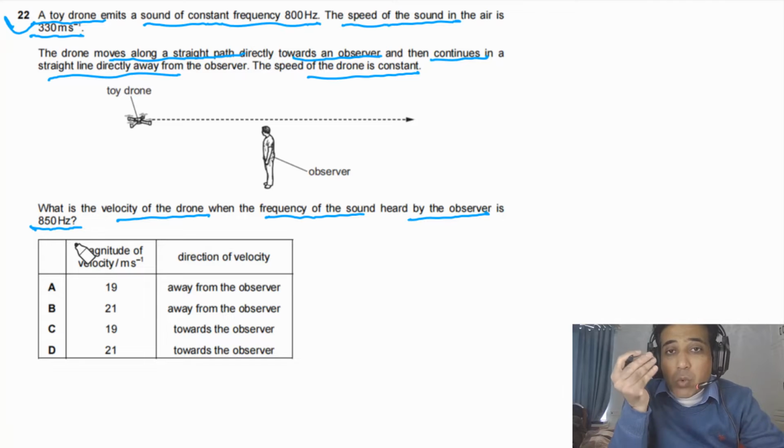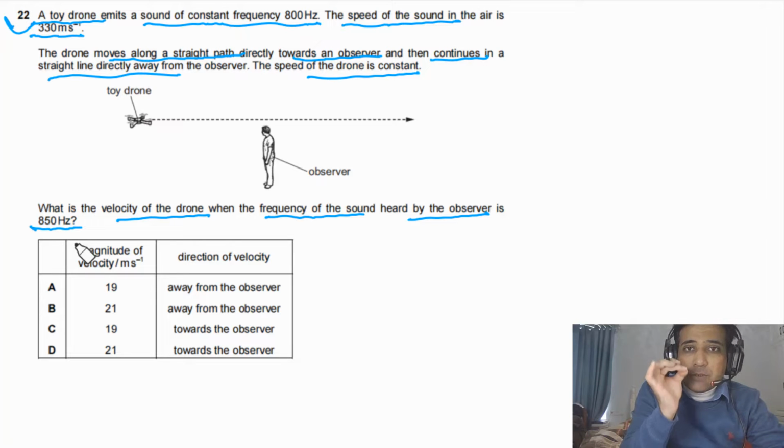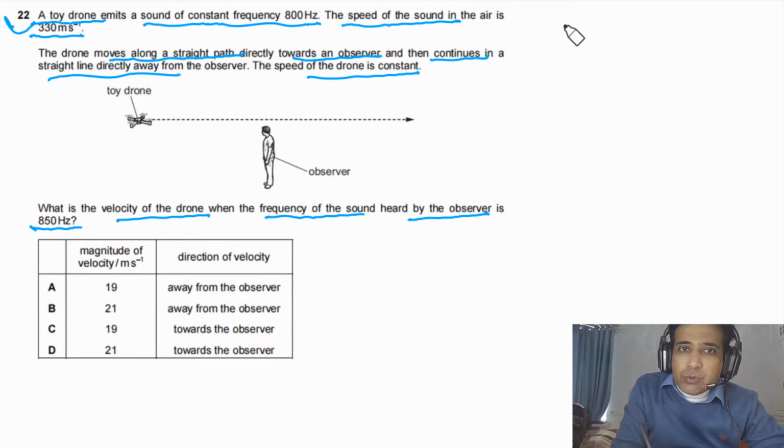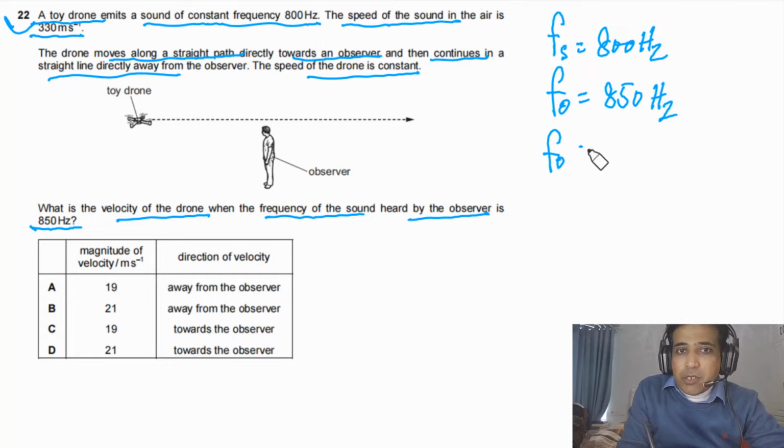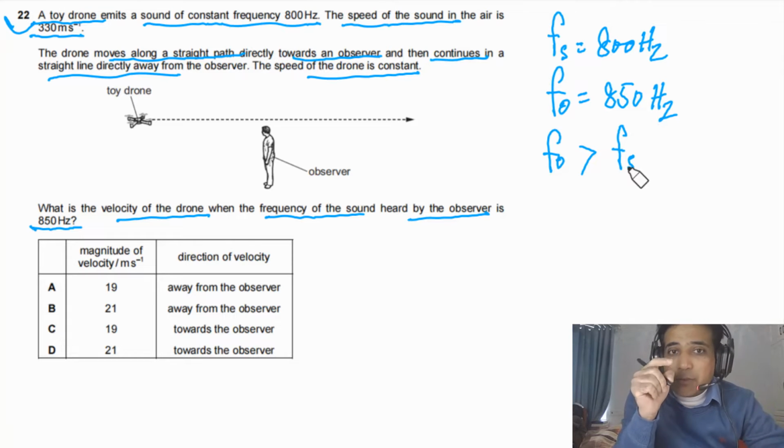So this is quite straightforward question if concepts about Doppler effect are very clear. So what is the first thing we need to do? We need to look at given frequencies. Frequency of the source is given to us. So this is 800 Hertz. And observed frequency is also given to us, that is equal to 850 Hertz. As in this case, observed frequency is greater than frequency of the sound produced by the source.